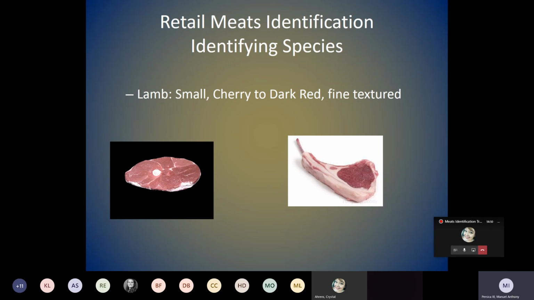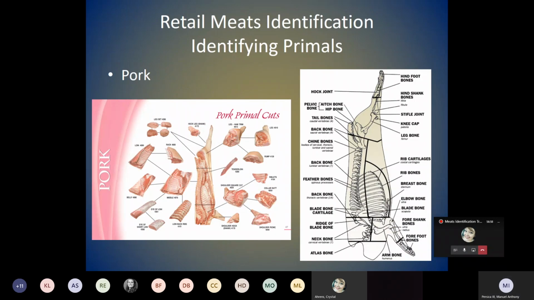Lamb, smaller, more cherry red, dark, a little finer texture like I stated before. One of the things I think that's key to identifying the primal cuts is knowing the bone structure, and the amount and shape of muscles that's in there.